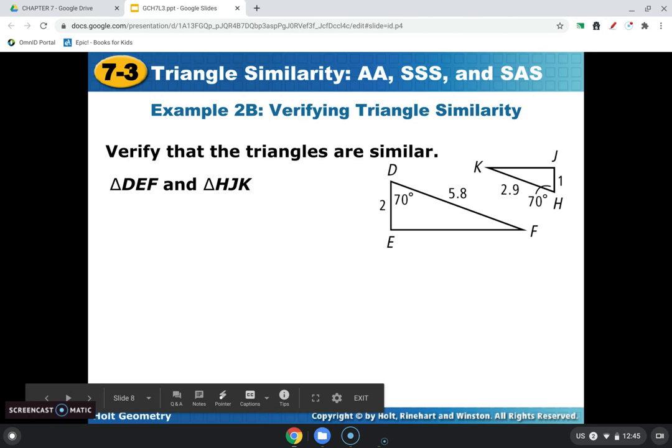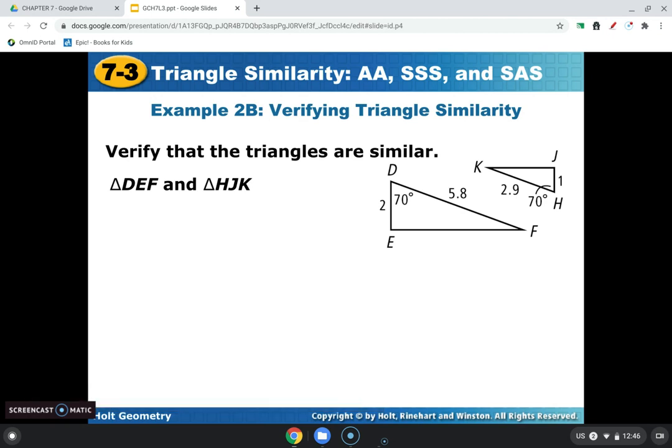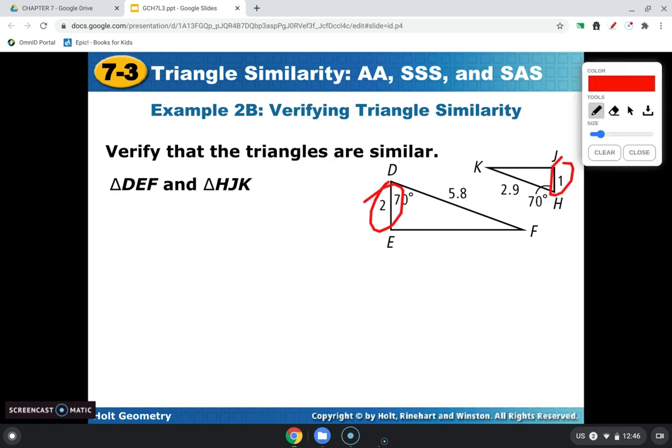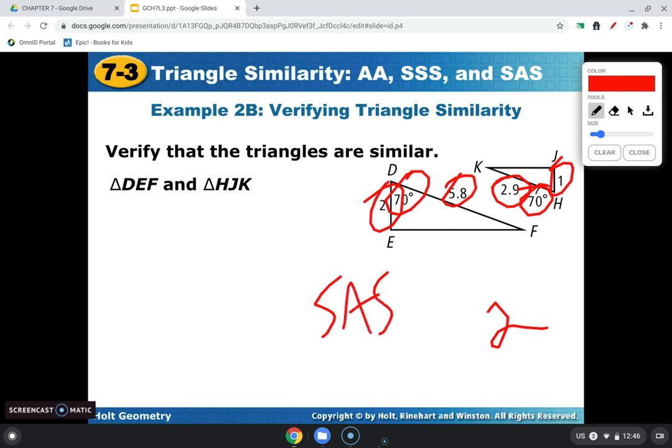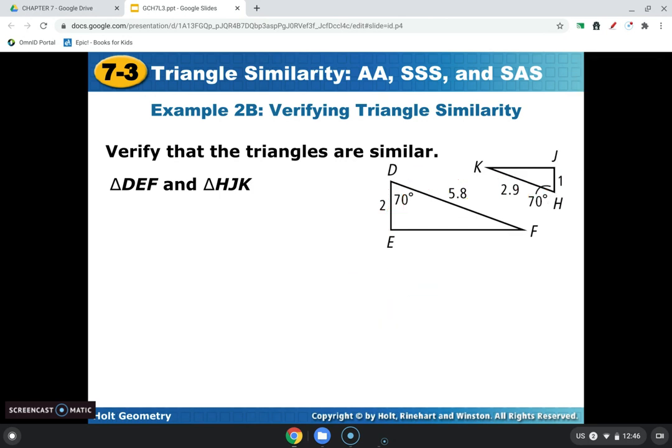Verify that the triangles are similar. Well, 2 to 1, 2 would go with 1, and 5.8 to 2.9. Those are both a scale factor of 2. The 70 is included in the angles, so those 2 are similar by side-angle-side similarity.